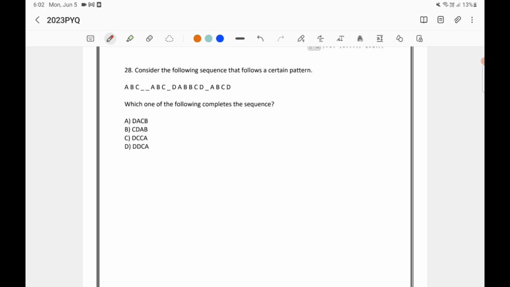So if I count how many terms are there, 1, 2, 3, 4, 5, 6, 7, 8, 9, 10, 11, 12, 13, 14, 15, 16, 17, 18, 19 and 20. So there are a total of 20 terms in this sequence. Either I can divide it into 4 parts of 5 terms each, or I can divide it into 5 parts of 4 terms each. So you can do it either way.